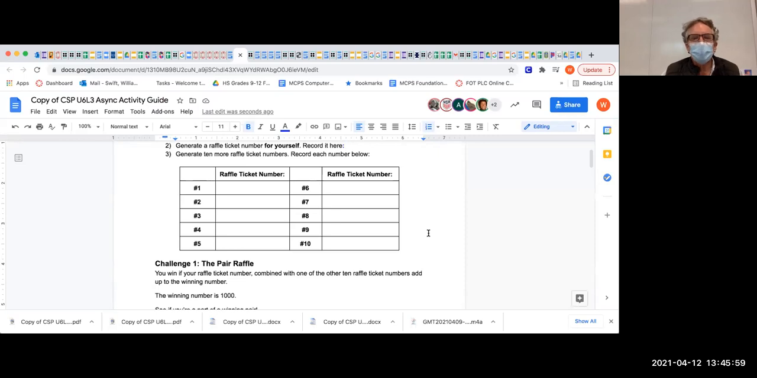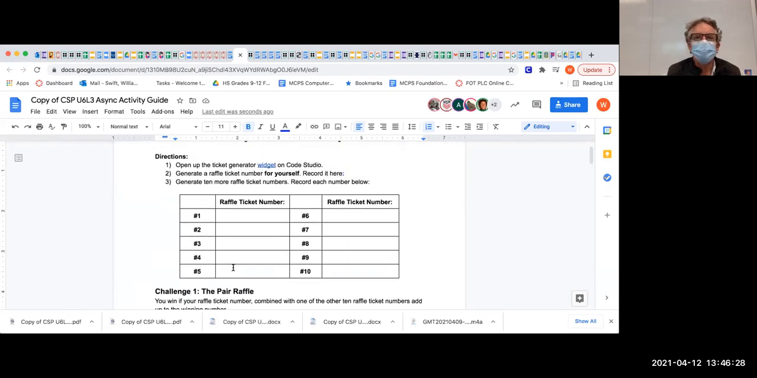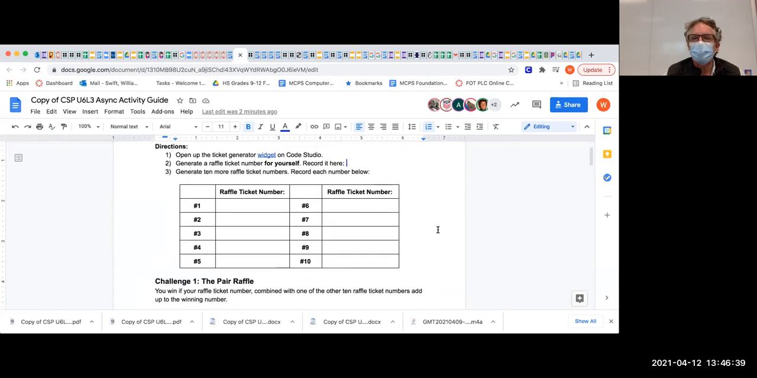Okay, so now it's saying challenge 1, the pair raffle. You win if your raffle ticket number combined with one of the other 10 raffle ticket numbers adds to the winning number. The winning number is 1,000, okay? See if you have a winning number, a winning pair, and record your results here, all right? That's pretty straightforward. So my number was like 387, and then I'd have 582, 691, 34, 583, 921, whatever. Do any of those add up to 1,000?